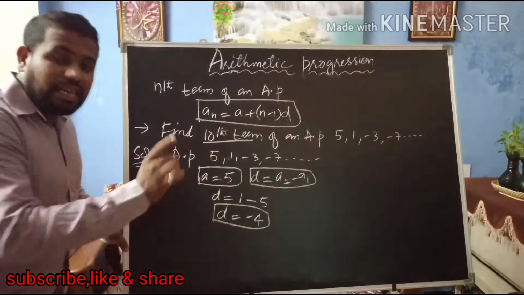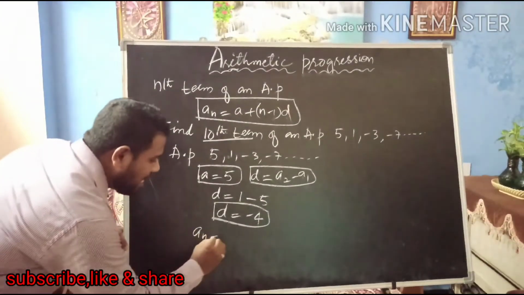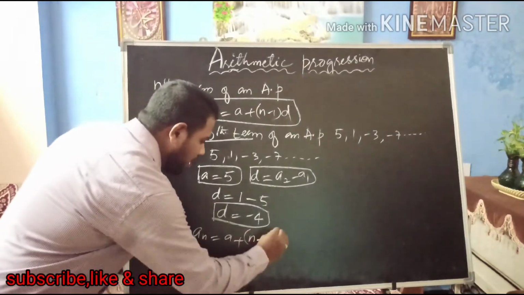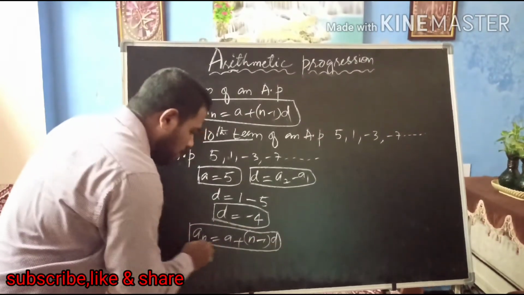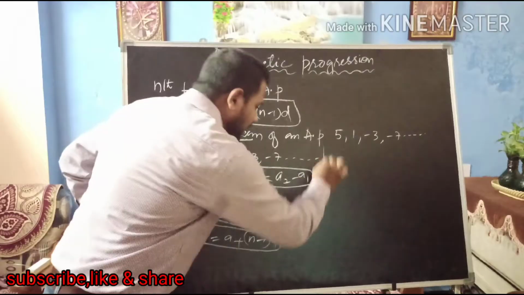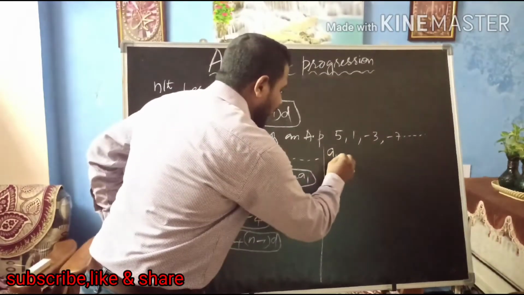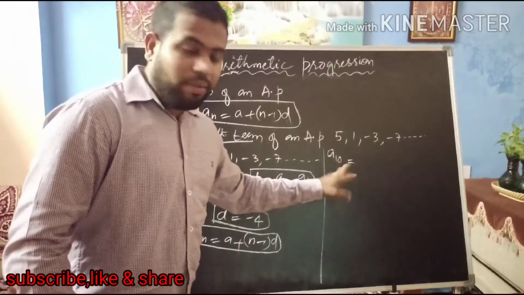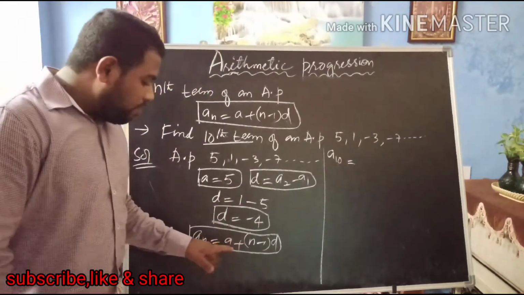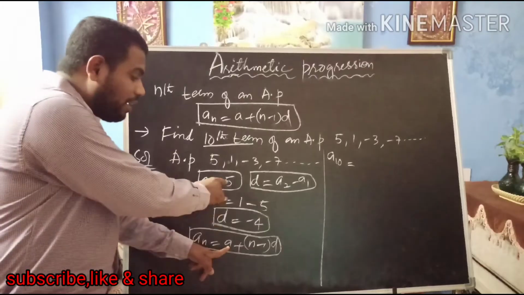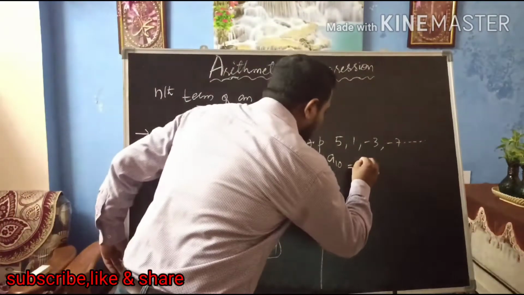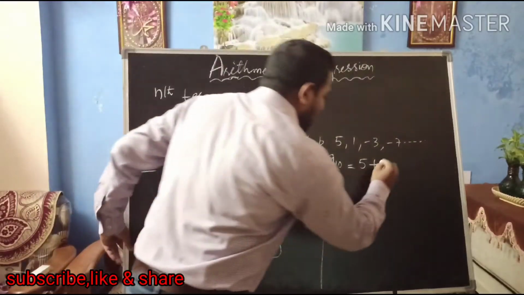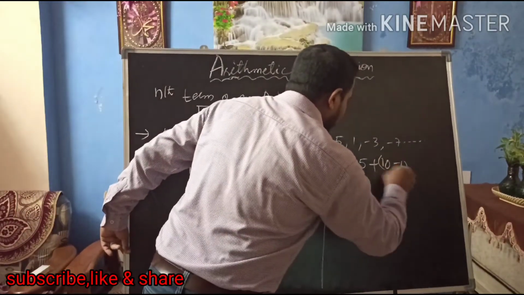So I am just going to apply the term formula here, that is a_n equals a plus n minus 1 into d. What is the task? The task is to find the 10th term. So a10 means that we are going to find the 10th term here. According to our formula, what is a? The first term, and the first term is 5 here. So I am going to write 5 plus n minus 1. What is n here? 10. So 10 minus 1 into d.